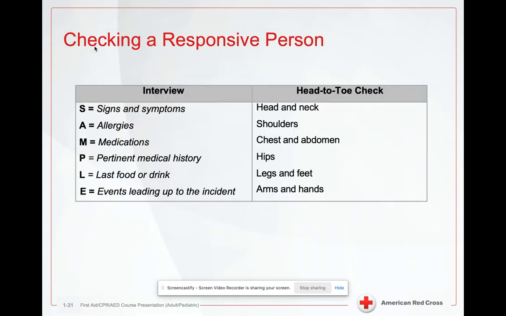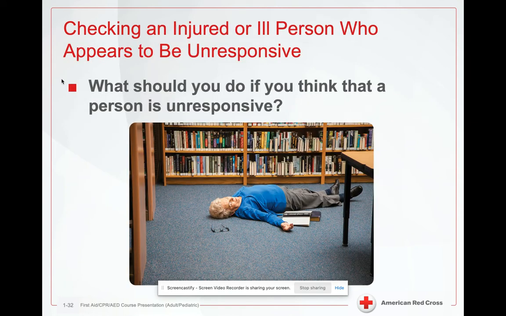So again, a bit of review. When we're checking a responsive person, we need to check SAMPLE for our interview. So we look for signs and symptoms, allergies, medications, pertinent medical history, last food or drink, and the events leading up to the incident. Once we have done that, we can go ahead and do our head-to-toe check. So we go head down and then arms last, checking each body part separately.